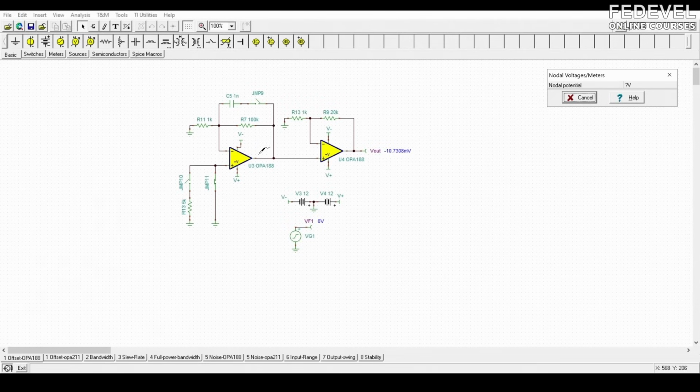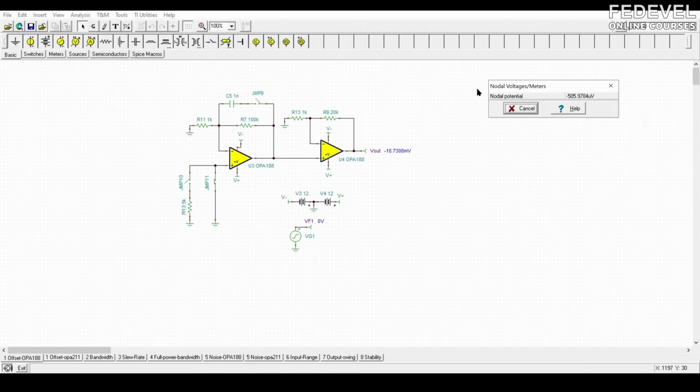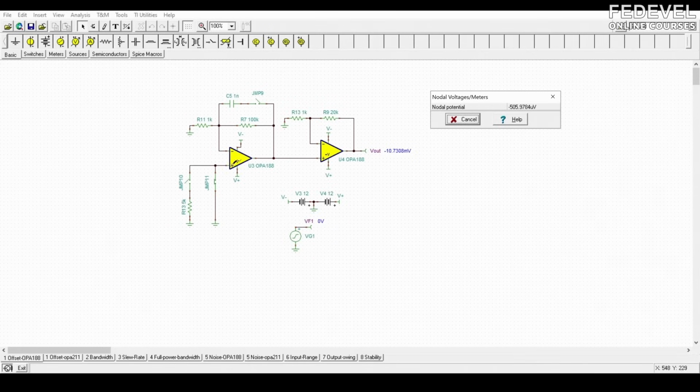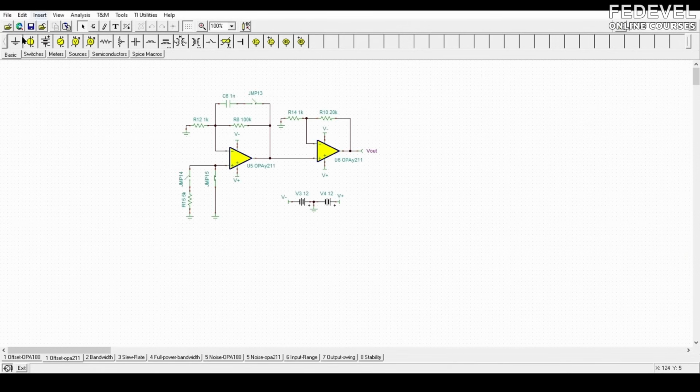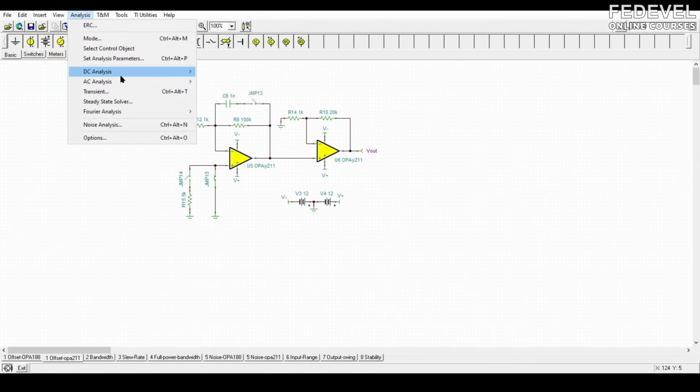And so we can actually look at the output of the first one, and it should display that voltage, which is about 500 microvolts. And then the output of the second amplifier is about 10 millivolts. Now this is modeling the typical offset, and it's also modeling other things like bias current and so forth. The calculation we looked at earlier was a little bit simplified, but basically, let's take a look at the OPA 211 DC analysis.